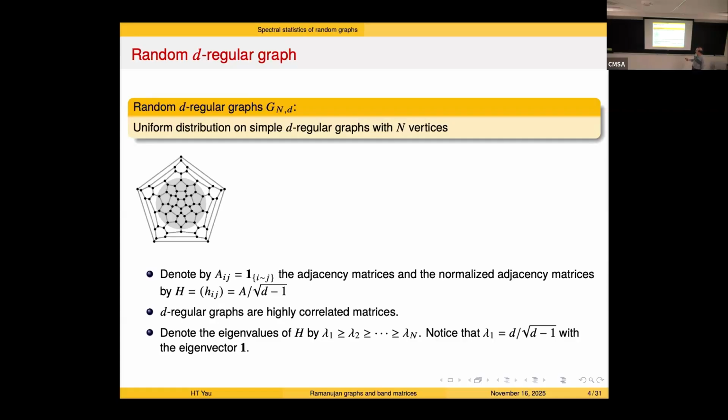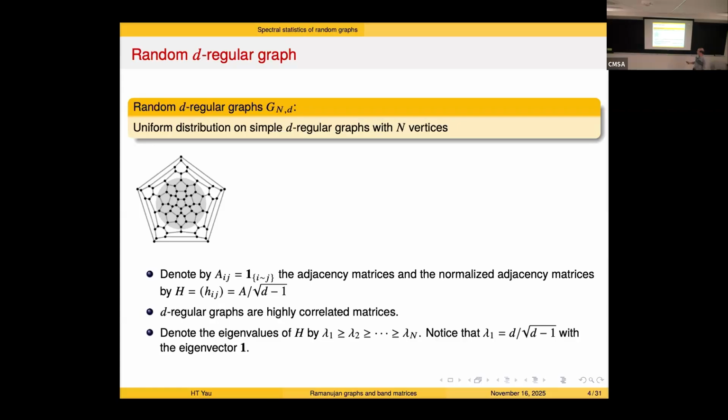Now the graph corresponds to a matrix, the adjacency matrix. If you have an edge between two vertices, you put 1, and otherwise you put 0. These are called adjacency matrices. And now we divide by the square root of d minus 1 as a normalization. It's convenient for comparison with the GOE, so we always divide by the square root of d minus 1 to make it normalized correctly.